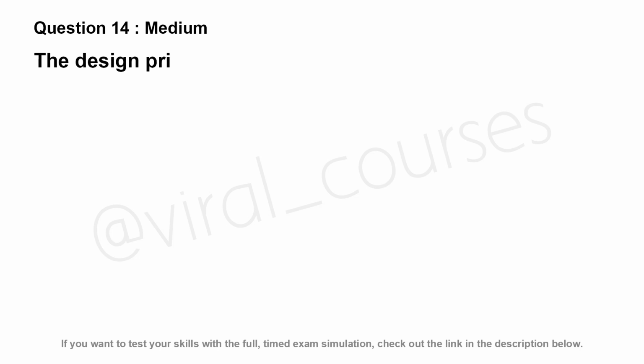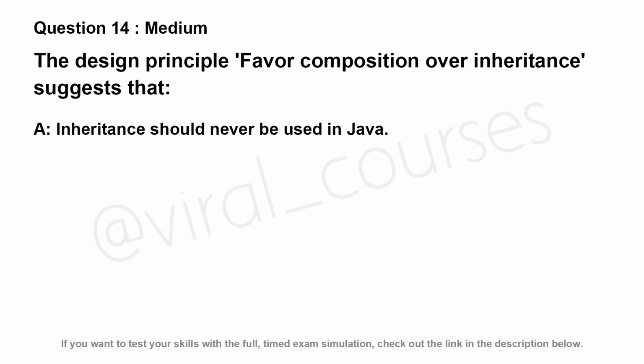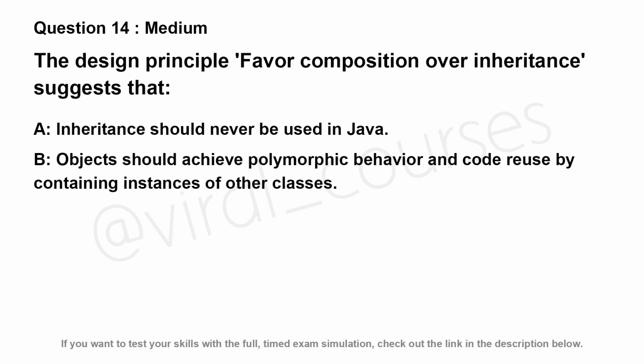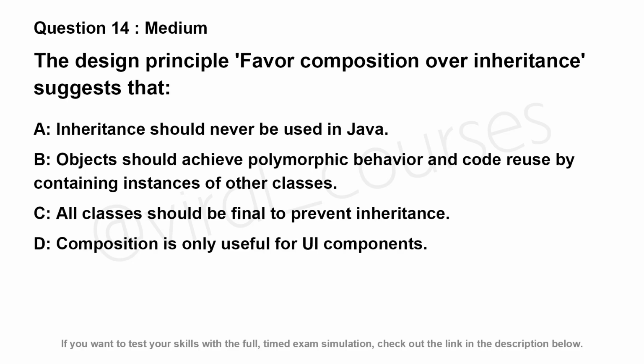The design principle, favor composition over inheritance, suggests that: Option A, inheritance should never be used in Java. Option B, objects should achieve polymorphic behavior and code reuse by containing instances of other classes. Option C, all classes should be final to prevent inheritance. Option D, composition is only useful for UI components.